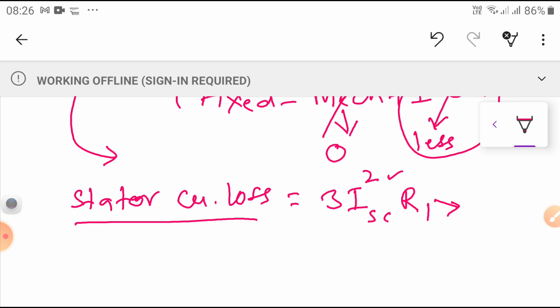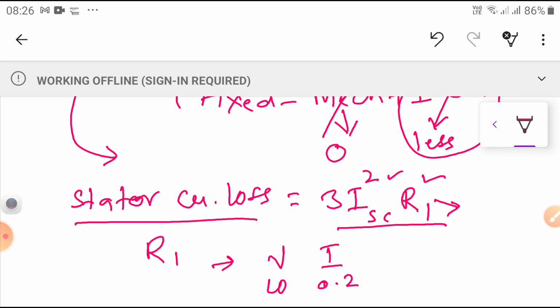So you know this value and this value, so you calculate this value because of R1. How are we going to find the R1? We know the VI method. We apply some 10 volts and measure the current, for example, 0.2 amperes. What is the resistance? Resistance is equal to V by I. So with this VI method, I found the value.